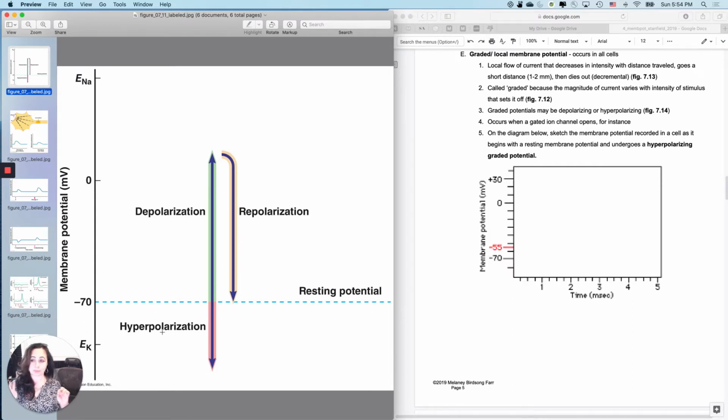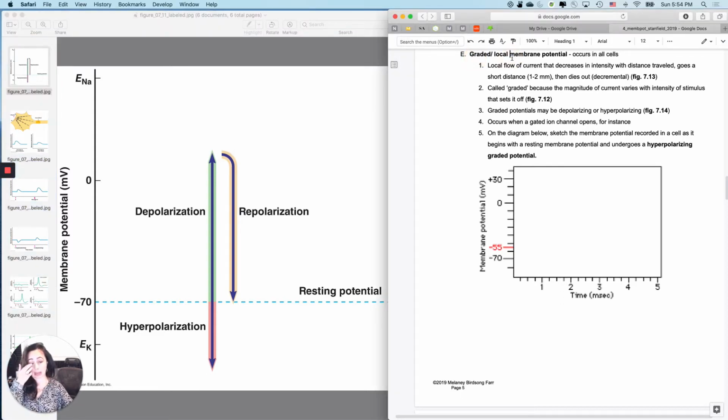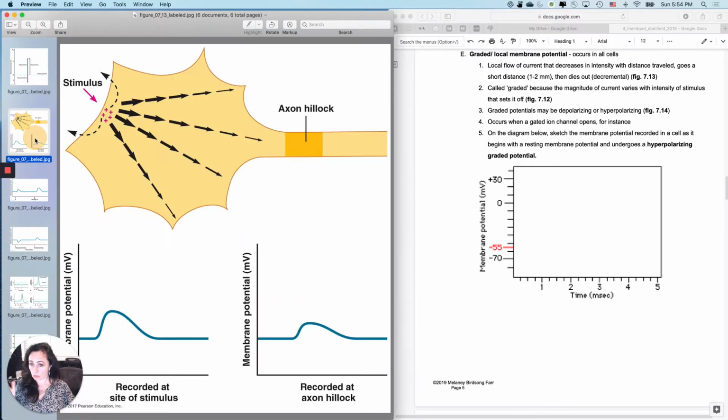Okay, so first let's assess the name. Why is it called graded or local? Let's start with a neuron. You guys learned neurons in anatomy, so let's look at a little bit of the anatomical terminology. First of all, this is the neuron cell body, or the soma. These represent dendrites, right? This is the axon, and the axon hillock is the first part of it.